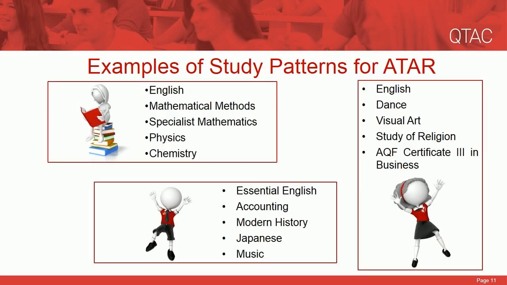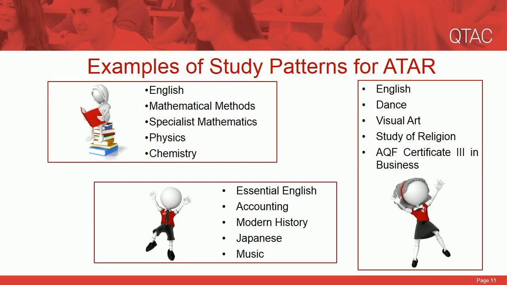On this slide are the 3 examples of study patterns that would ensure a student is on track to gaining an ATAR. The first example is a standard 5 general subject pattern: English, Math Methods, Specialist Maths, Physics, and Chemistry. The second example demonstrates the use of a VET qualification. In this example, it's a competency-based Certificate 3 in Business. The third example utilizes an applied subject, the renamed Essential English subject.